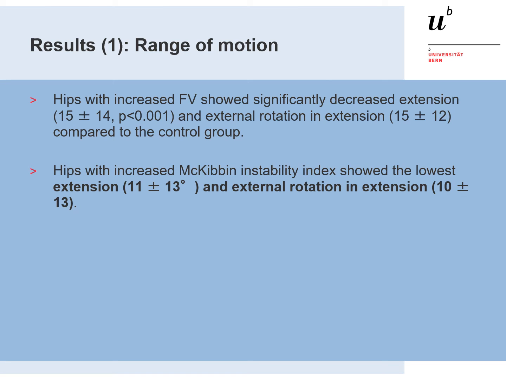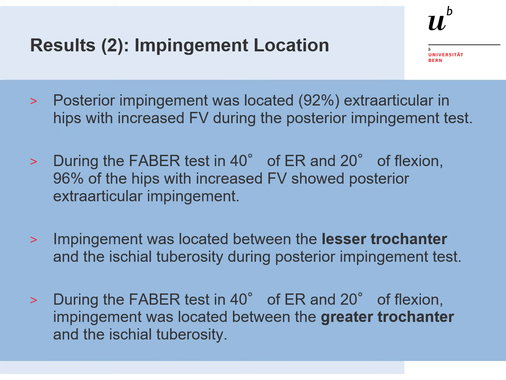These are the results for the range of motion. We found that hips with increased femoral version had a decreased external rotation and decreased extension compared to the control group. Posterior impingement was located mostly extraarticular during the posterior impingement test and during the FABER test.